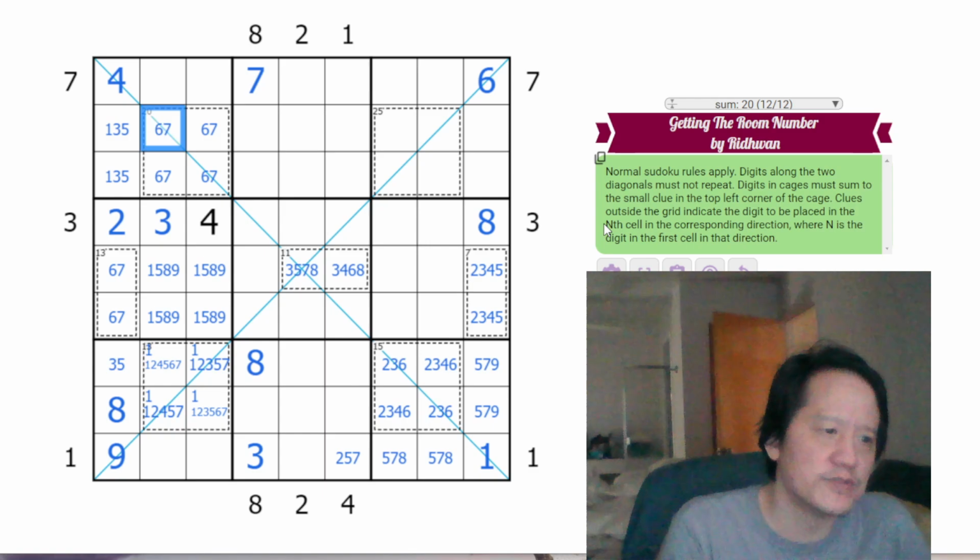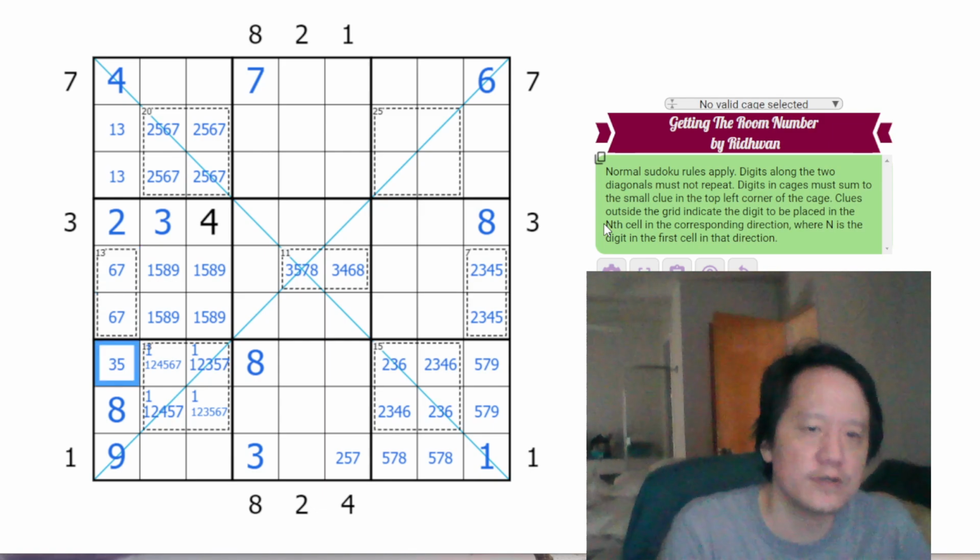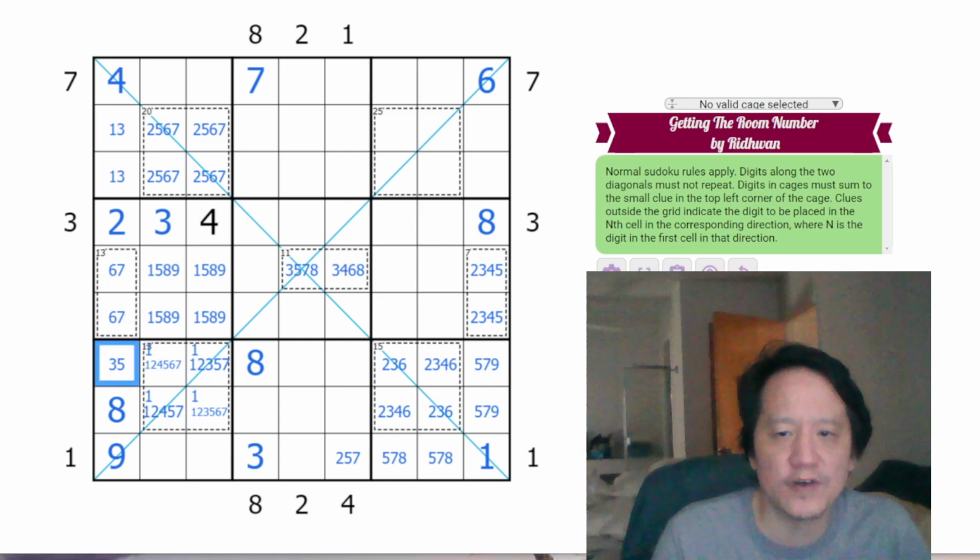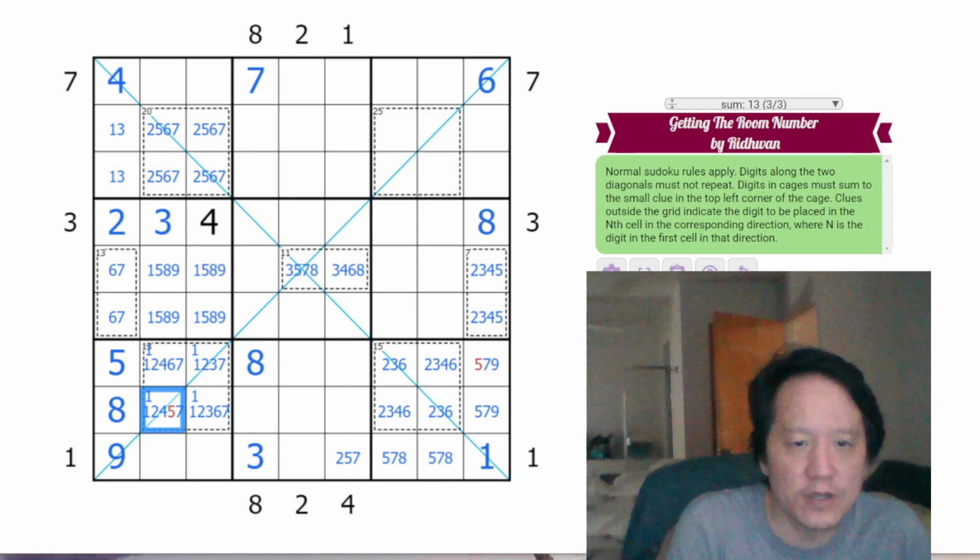So then you have 7 left. So it's 2 and 5 or 3 and 4. It cannot be 3 and 4, therefore this is 2 and 5. Therefore this is 1, 3. Therefore this is 5. So there cannot be a 5 anywhere here. This can't be 5.